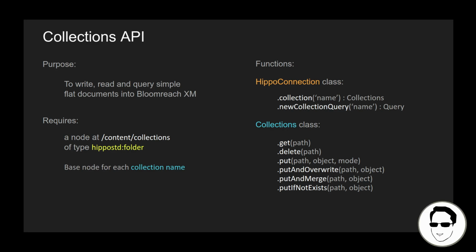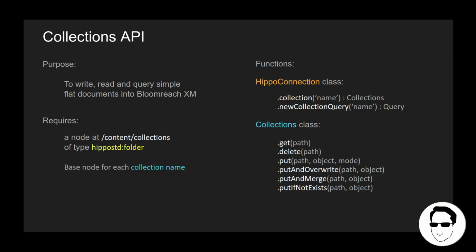To be able to use the Collections API, we're going to have to add a number of nodes inside the JCR. We're going to have to add a collections node right under the content node. And for each collection that we're going to be using, we will also have to add the base node right underneath the content collections node.